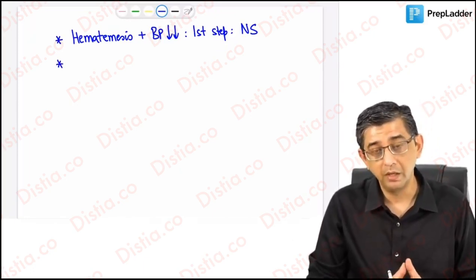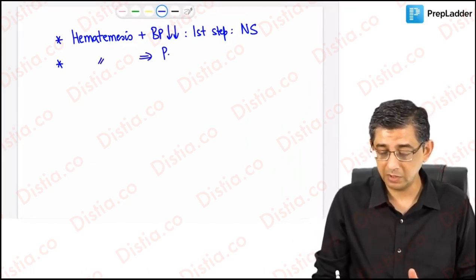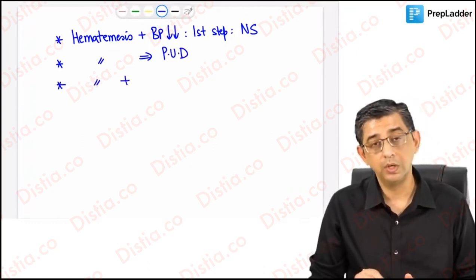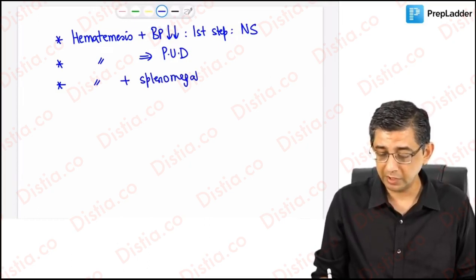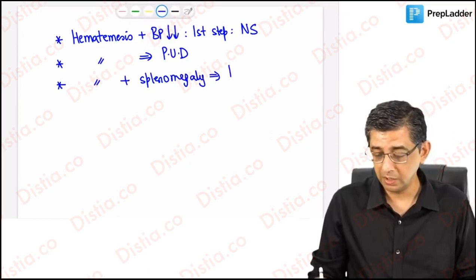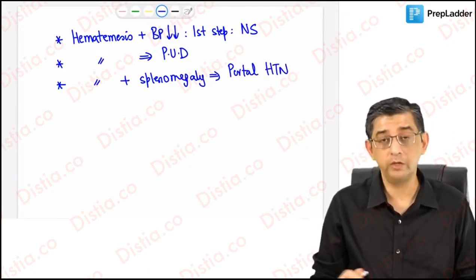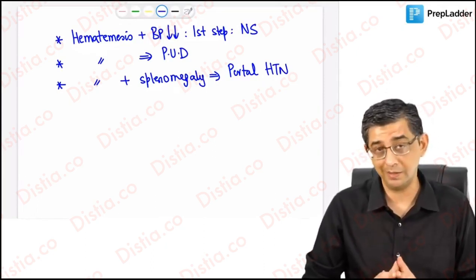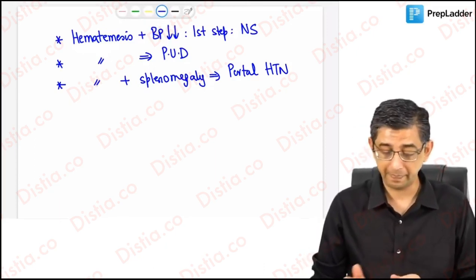However, if the question simply says what is the leading cause of hematemesis, the answer would be peptic ulcer disease. If he gives a combo, where hematemesis is given and simultaneously even splenomegaly is written, then you should always think in terms of portal hypertension. If he says what is the etiology of portal hypertension, it could be an alcoholic patient or a non-alcoholic patient. If it's non-alcoholic, with negative viral markers, then even NCPF or cryptogenic cirrhosis should be kept in mind.